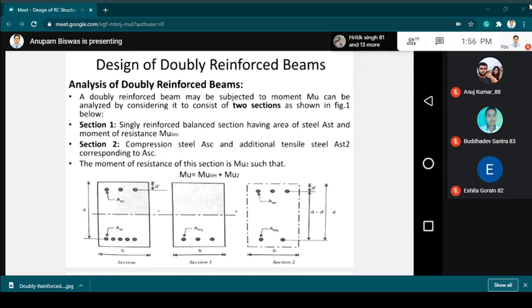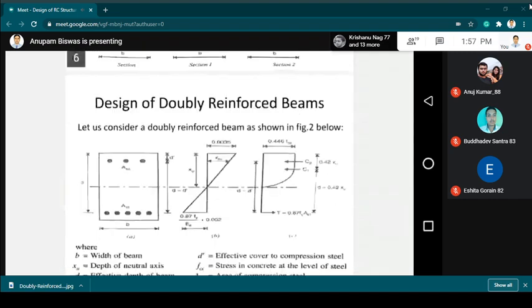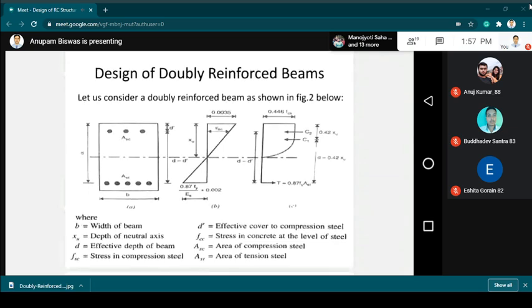So the width is B and the effective depth is small d, and this d dash is your effective cover in your zone. Now let us discuss the stress diagram of your doubly reinforced beam. This diagram is familiar to you. You have already seen the stress diagram for limit state for a singly reinforced beam. It is similar to that.